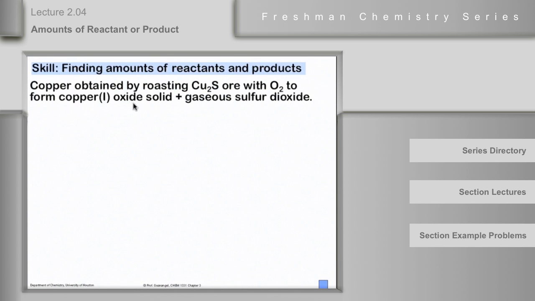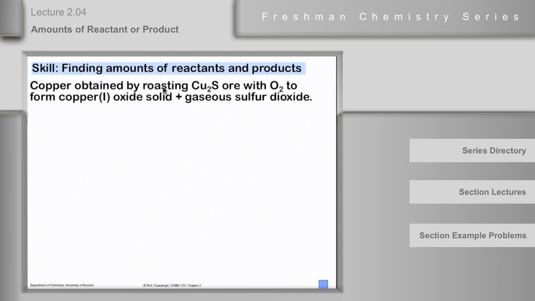Okay. Now what I want to do is look at a more complicated case, again, so that you'll be comfortable with this. Metallic copper, for many, many years, has been obtained from copper ore by a process called roasting. Roasting just means heating it strongly in the air.